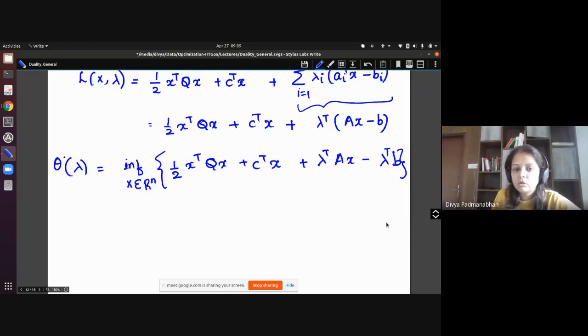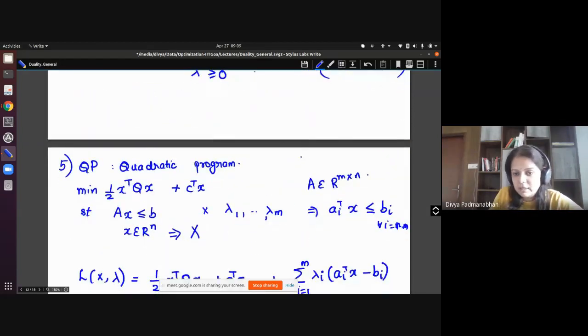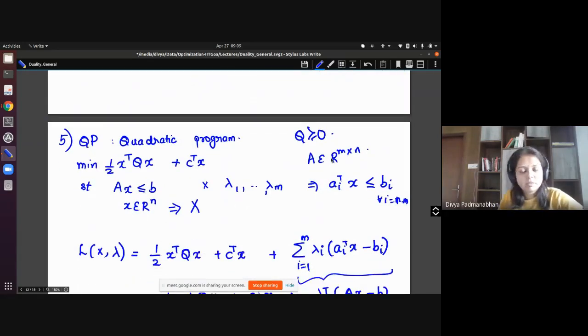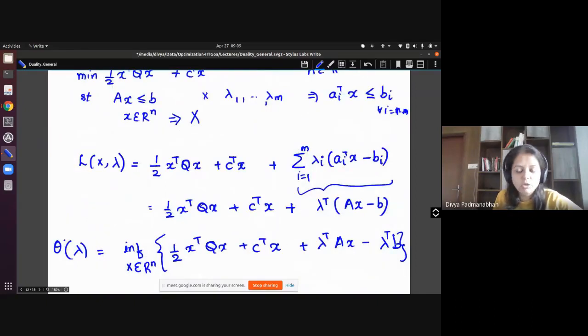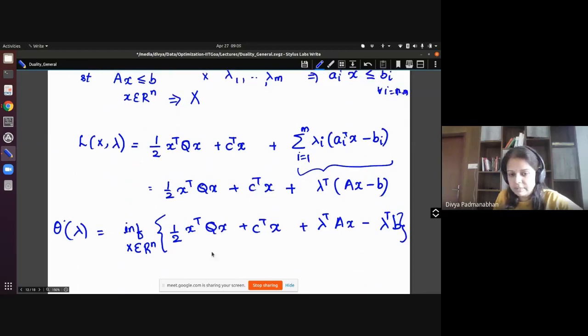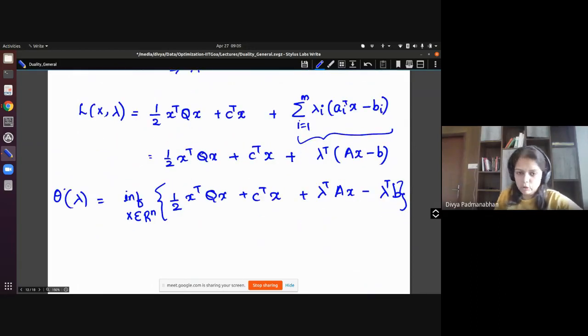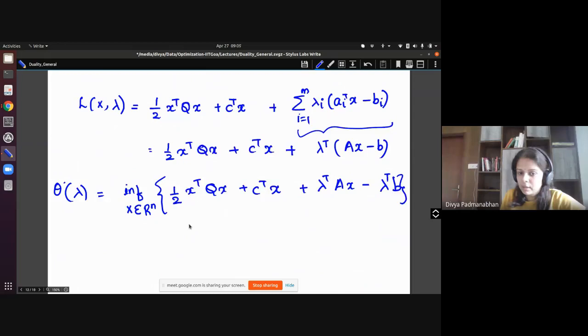Okay, so one more assumption I'm going to make here is that Q is positive semi-definite. The reason I make that assumption is that this function, the Lagrangian, is going to be a convex function in terms of X, because if you take the second derivative of this, you are going to be left with Q, which is positive semi-definite. So let's just start by taking the gradient of this function, because that's what you need to do to find the infimum.